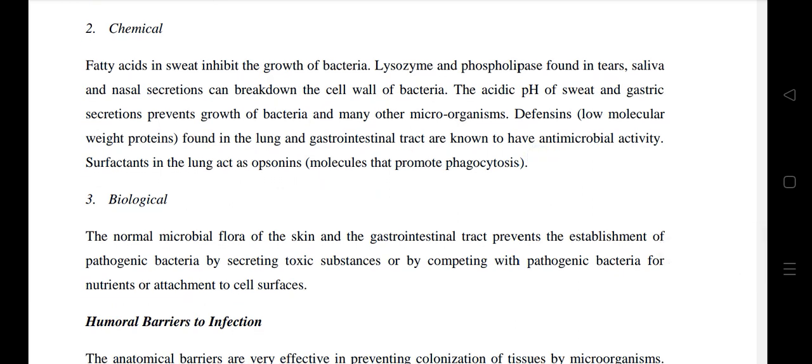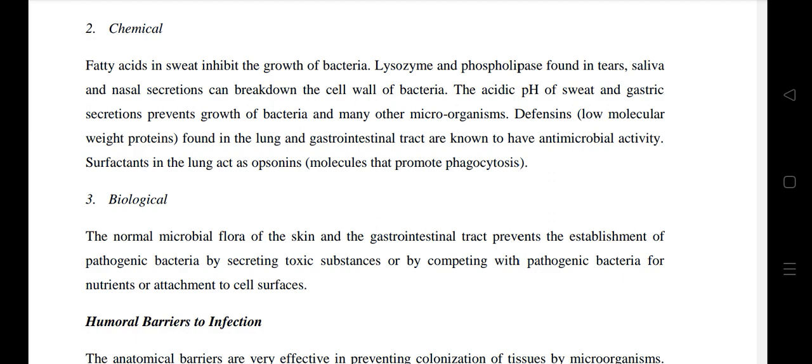Next, chemical. Fatty acids in the sweat inhibit the growth of bacteria. Lysozyme and phospholipase found in tears, saliva, and nasal secretions can break down the cell wall of bacteria. The acidic pH of sweat and gastric secretions prevents growth of bacteria and many other microorganisms. Defensins, low molecular weight proteins found in the lung and gastrointestinal tract, are known to have antimicrobial activity. Surfactants in the lung act as opsonins, molecules that promote phagocytosis.